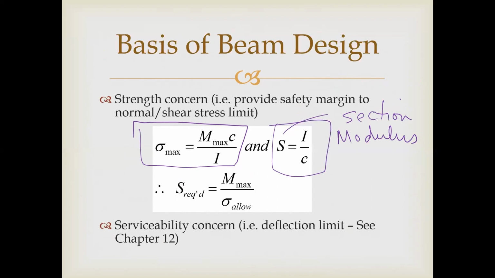Then we can solve for S as being equal to the maximum moment over, if you're directly solving this equation, maximum moment over maximum stress. But you're going to say that your maximum stress cannot exceed some allowable value of stress, which might have some factor of safety built into it. So then you say you need a section modulus that is at least as large as the maximum moment you expect divided by the allowable stress you can have. This is how you design for strength.